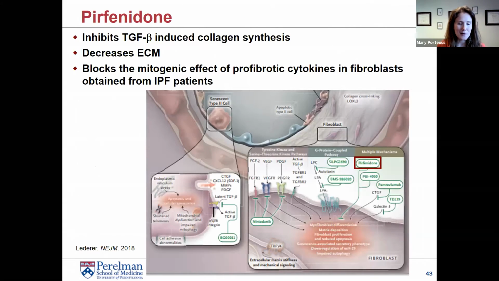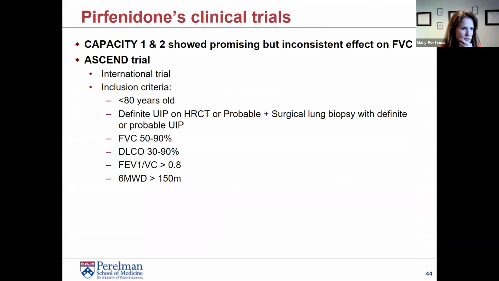2014 was a great year, and that was the release of 2 drugs, or antifibrotics, to treat patients with idiopathic pulmonary fibrosis. So pirfenidone inhibits TGF-beta induced collagen synthesis. It decreases the extracellular matrix, and blocks the mitogenic effect of profibrotic cytokines and fibroblasts. So it does a lot of stuff. Dr. Lederer has a great review in the New England Journal of Medicine, and this is the point at which we think that pirfenidone has its effect.